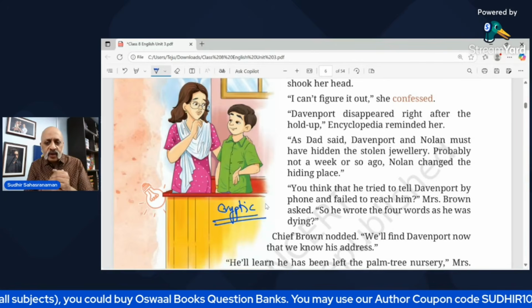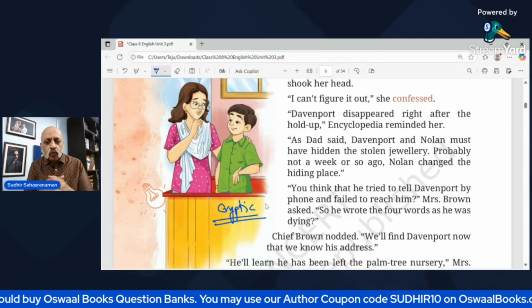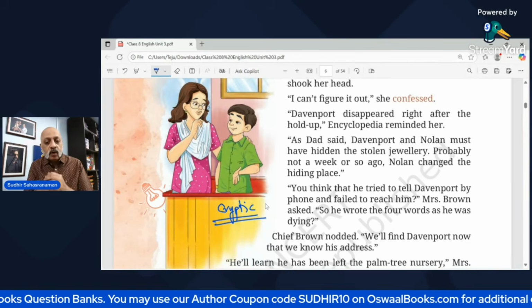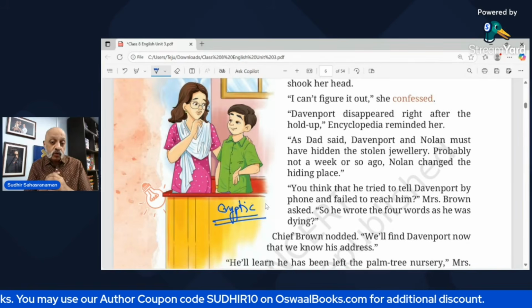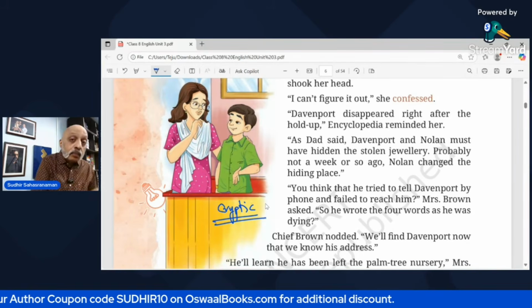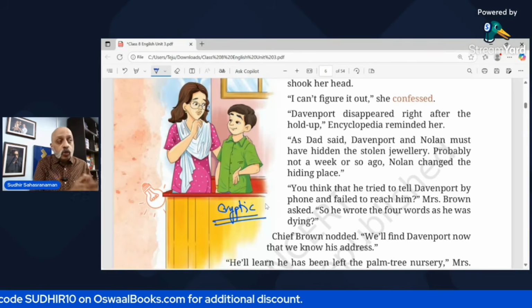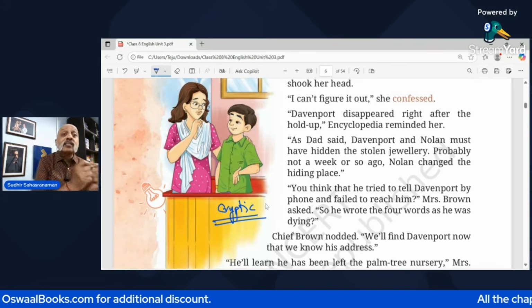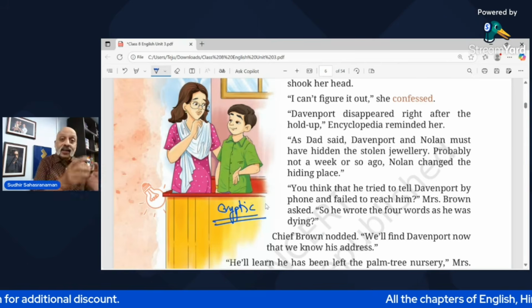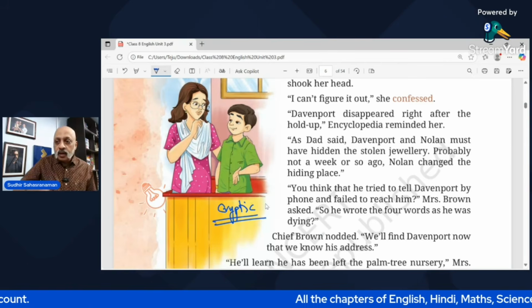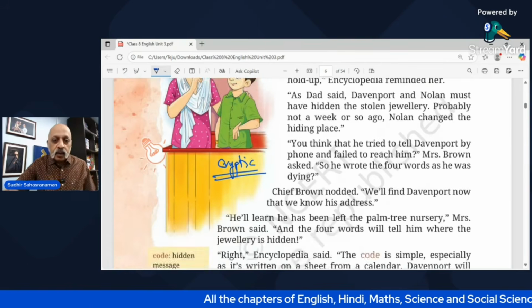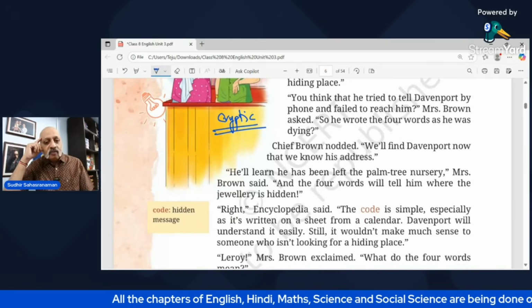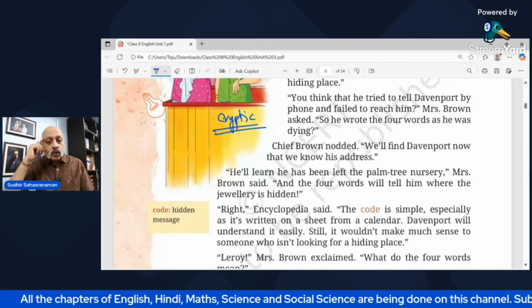"You think that he tried to tell Davenport by phone and failed to reach him?" Mrs. Brown asked. So he wrote the 4 words as he was dying, as he may not have been able to contact Davenport. The 4 words act as a clue for Davenport, so that he can come and locate his jewelry, which has been hidden. Chief Brown nodded. "We will find Davenport now that we know his address."